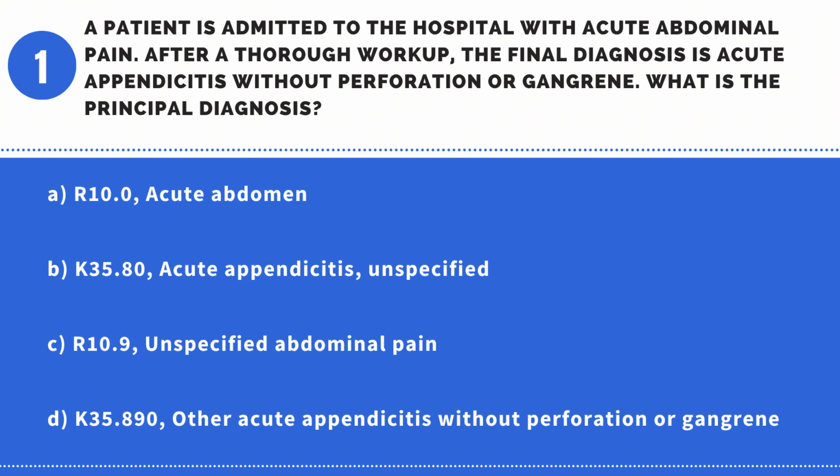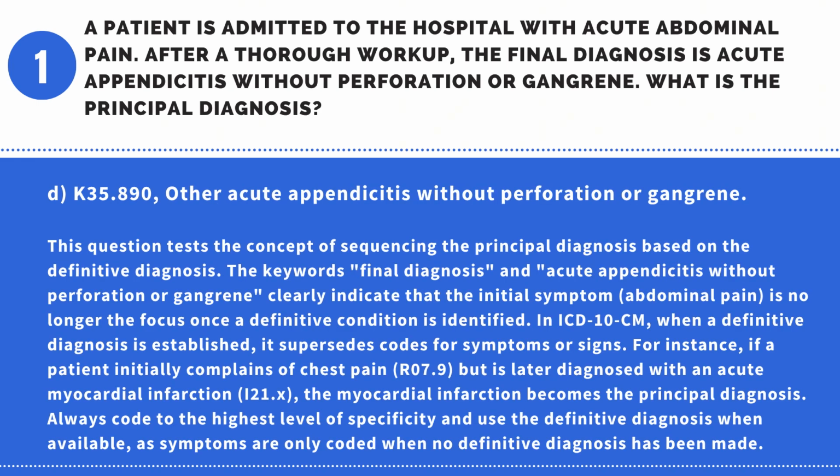B. K35.80, acute appendicitis, unspecified. C. R10.9, unspecified abdominal pain. D. K35.890, other acute appendicitis without perforation or gangrene. Answer D. K35.890, other acute appendicitis without perforation or gangrene.